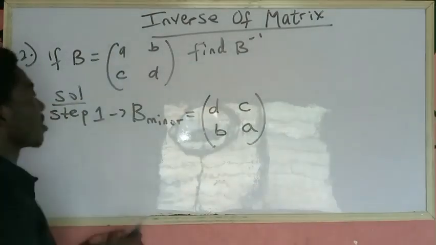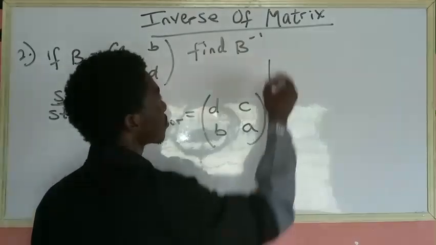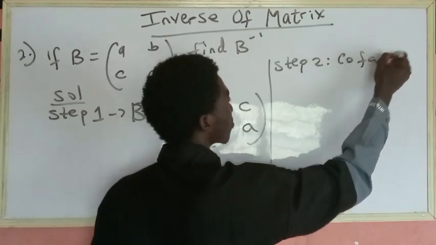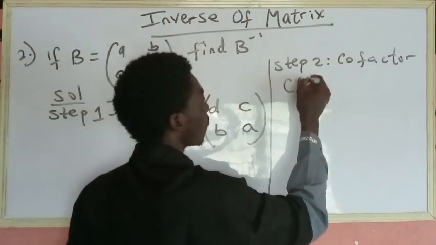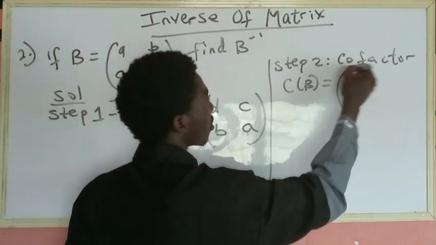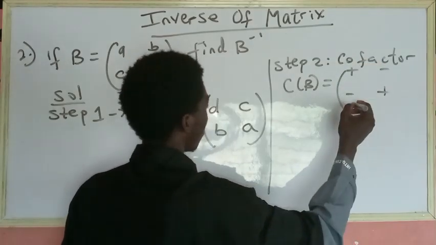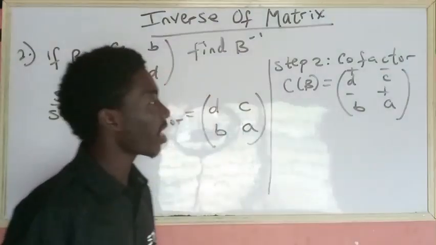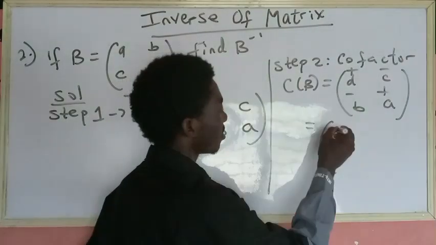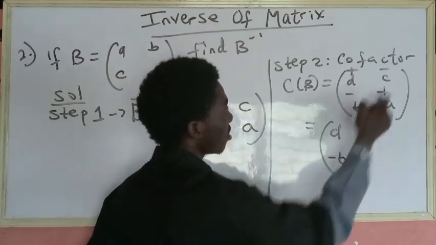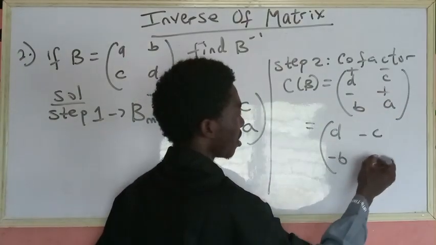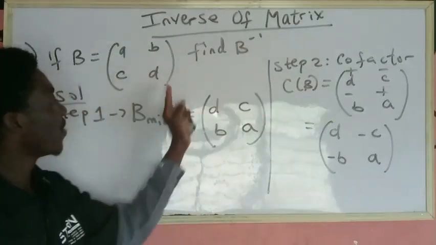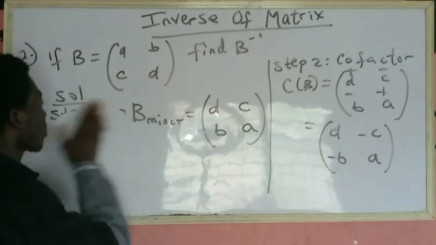Step 2 is the cofactor. So the cofactor of B will be equal to plus, minus, minus and plus. I have B, A, and I have D and C. Can you see that? So that means here will be D, here will be minus B, here will be minus C, and here will be A. That will be the cofactor of matrix B. Then from there, we can go to the third step.